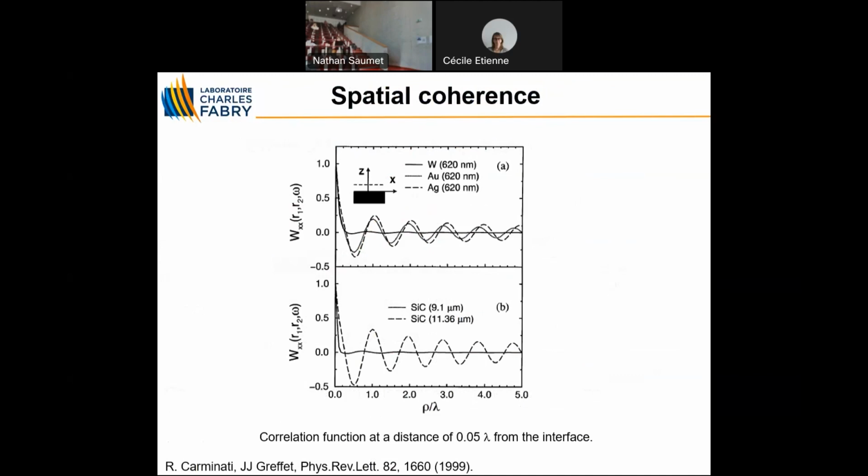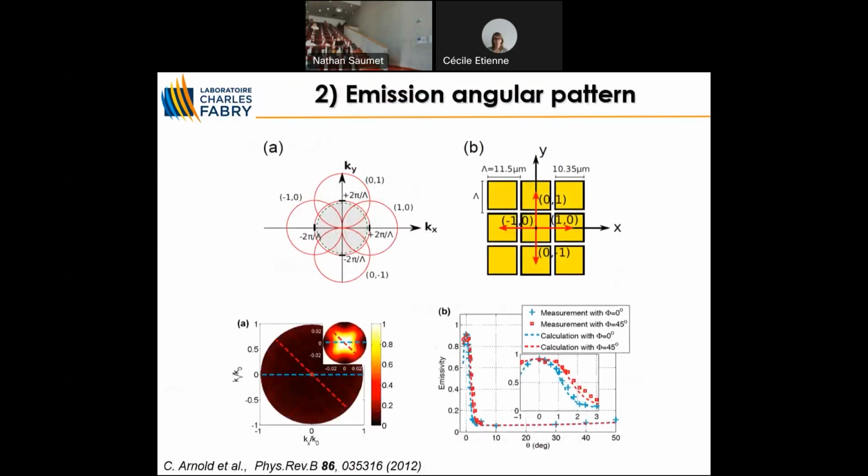So this is just to confirm that, yes, indeed, it's related to the existence of this surface wave, the existence of this surface spatial coherence. Now, this is again silicon carbide. Here we design a surface which is a two-dimensional surface. Previously, it was a one-dimensional grating. And we designed this surface in such a way that it would emit at normal incidence.